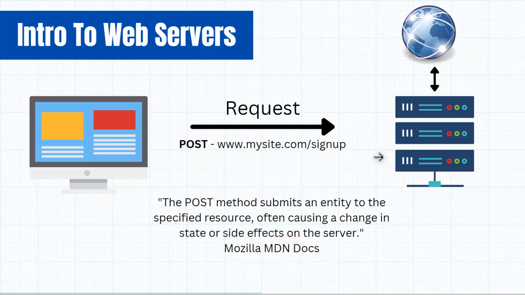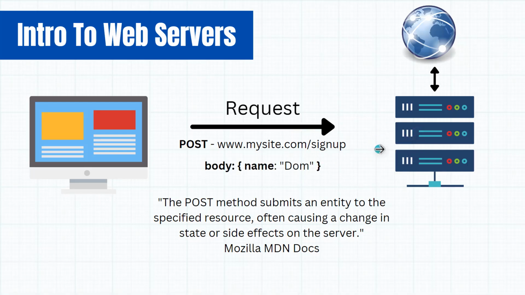Now another type of method is a post method, a post request method. So again, from the Mozilla MDN Docs, the post method submits an entity to the specified resource being this URL right here, often causing a change in state or side effects on the server. So basically, we're going to be sending over an entity, something, to this resource that causes a change in state or side effects on the server.